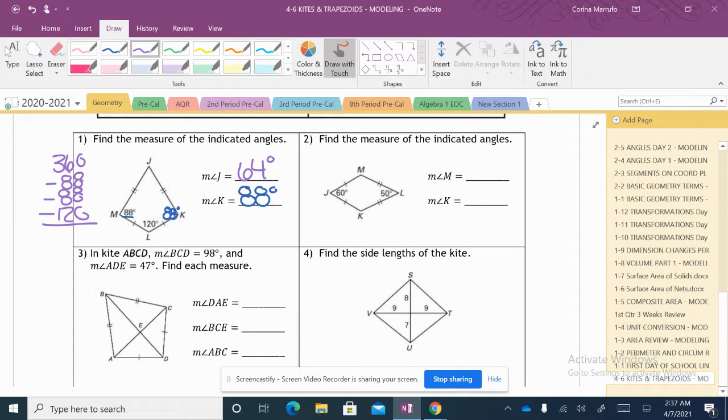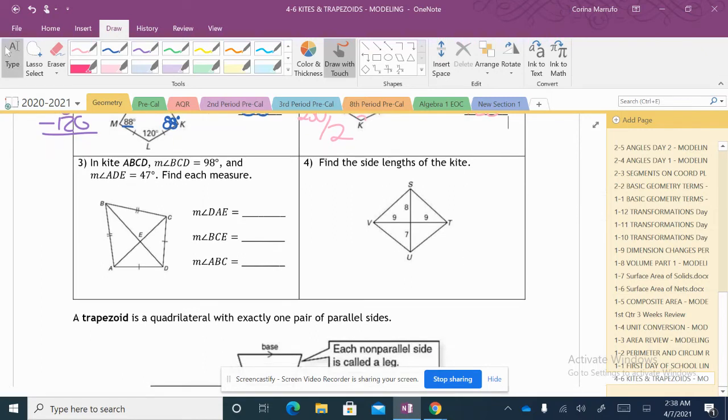All right, the next one. Here it says find the measure of the indicated angle. They tell us that J is 60 and L is 50. Now M and K should be the same. So first I'm going to take the 360 and subtract the 60 and subtract the 50. That is going to give me 250. Because M and K are the same, all we've got to do is divide that by 2. That means each one is 125 degrees.